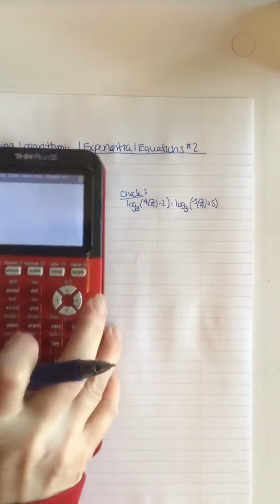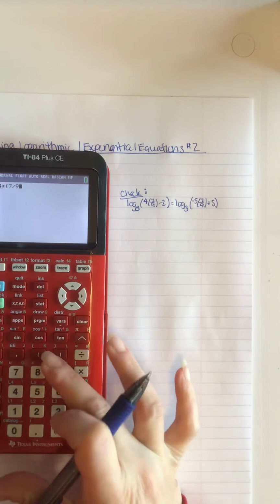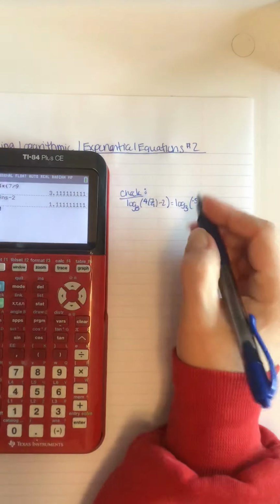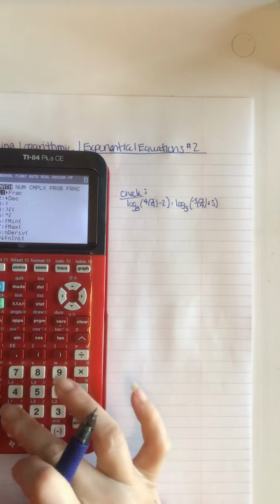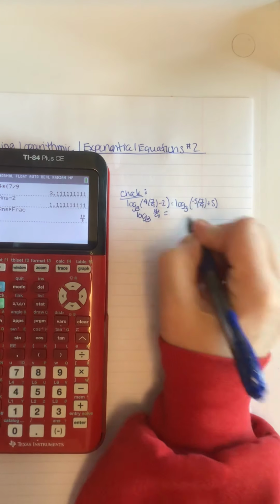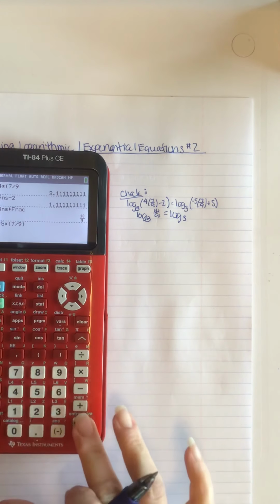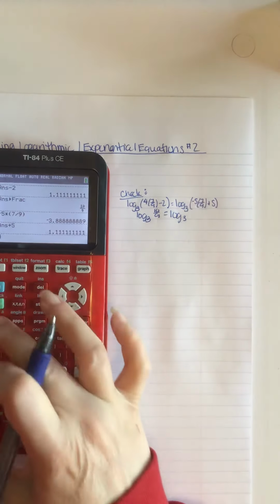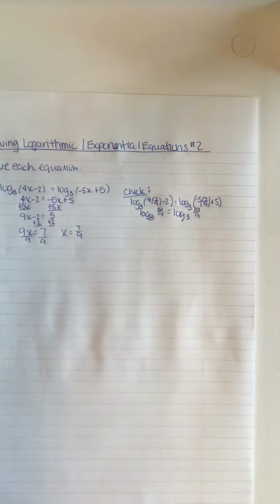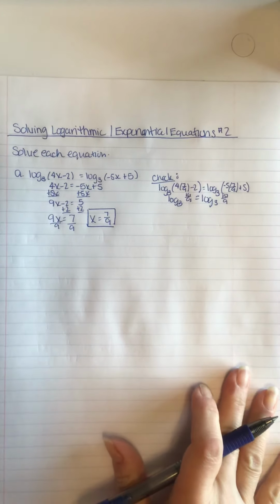So we could check this on our calculator. We would do 4 times 7 over 9 minus 2. So we have log of that, right? Or we could actually make it a fraction. That would be even better. So log base 3 of 10 over 9. Does this equal log base 3 of negative 5 times 7 over 9 plus 5? Does that equal log of 10 over 9? Well, they're exactly the same. It's not a negative number here, so that means this is my solution. Let's do another one.